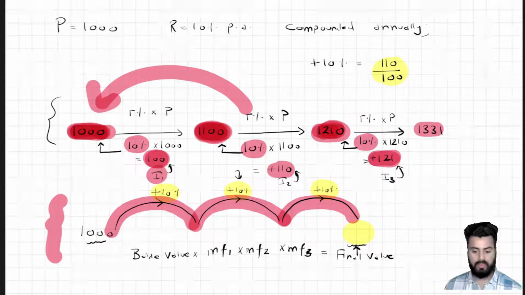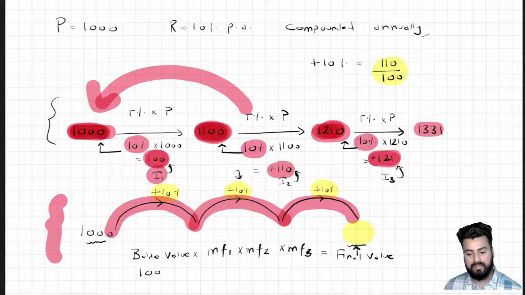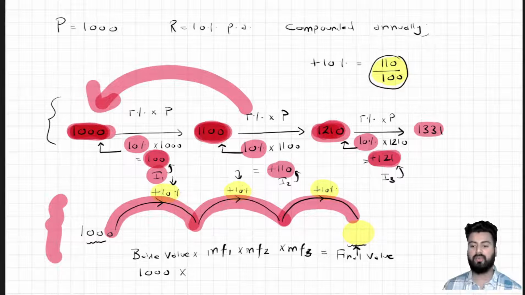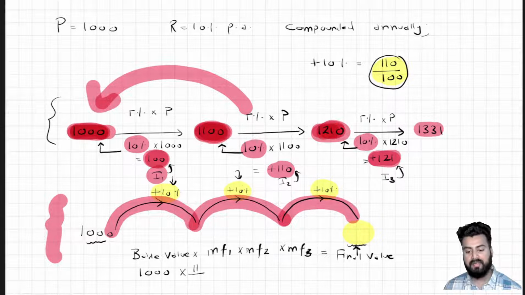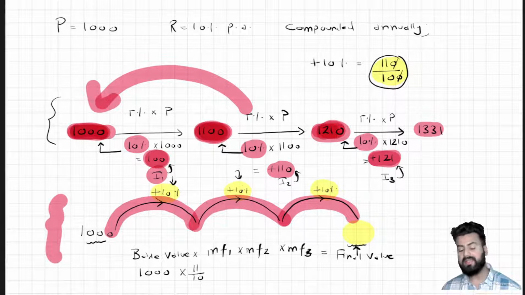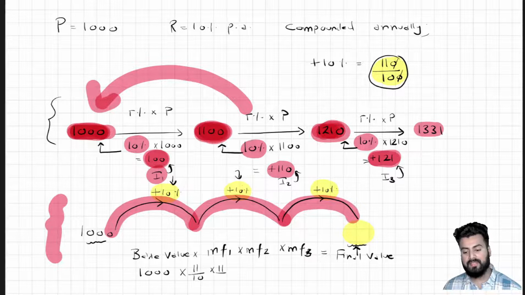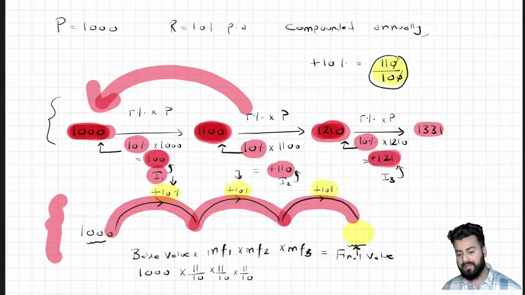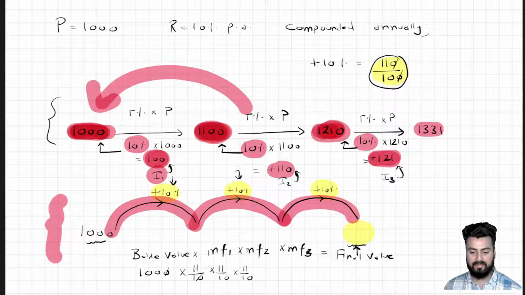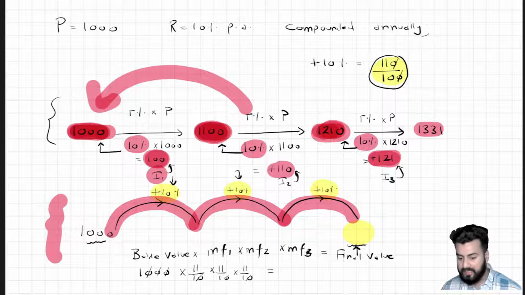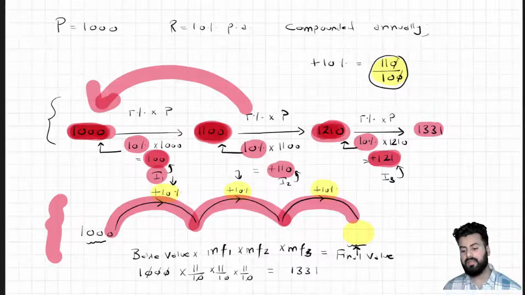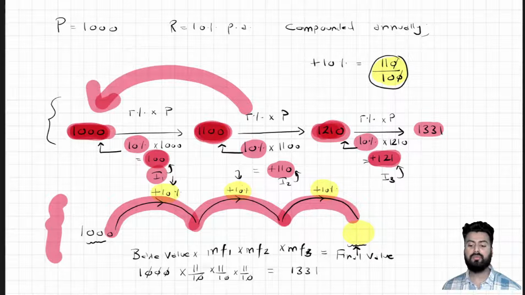So if I apply this, what is your base value? Your base value is 1000. What is the multiplication factor for the first change? If I increase something by 10%, the multiplication factor is 110 by 100. Can I rewrite 110 by 100 as 11 by 10? Since I'm increasing my number every time by 10%, the multiplication factor remains the same for the next two operations as well. So just multiply by 11 by 10 three times. The zeros will get cancelled, right? Now, what is the final value? 11 cube. What is 11 cube? 1331. At least at this stage, you should know that 11 cube is 1331.